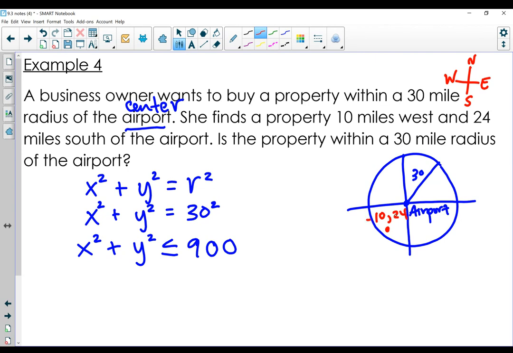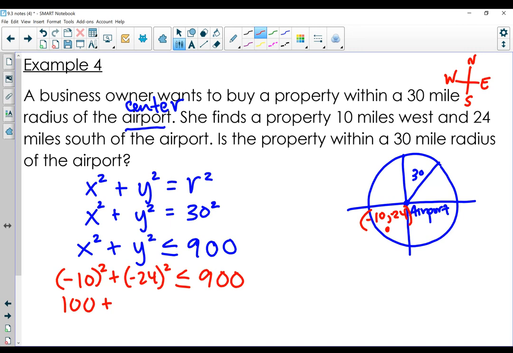I guess these would both be negatives. And then I really am trying to figure out, is this within that circle or is that outside of it? So I'm going to go over here to my equation for a circle, and I'm going to substitute negative 10 for my x and negative 24 for my y, and I'm going to see if it actually works in this inequality. So negative 10 squared is 100. The quantity negative 24 squared is 576. So this will be 676 is less than or equal to 900, which is true. So my answer is yes.